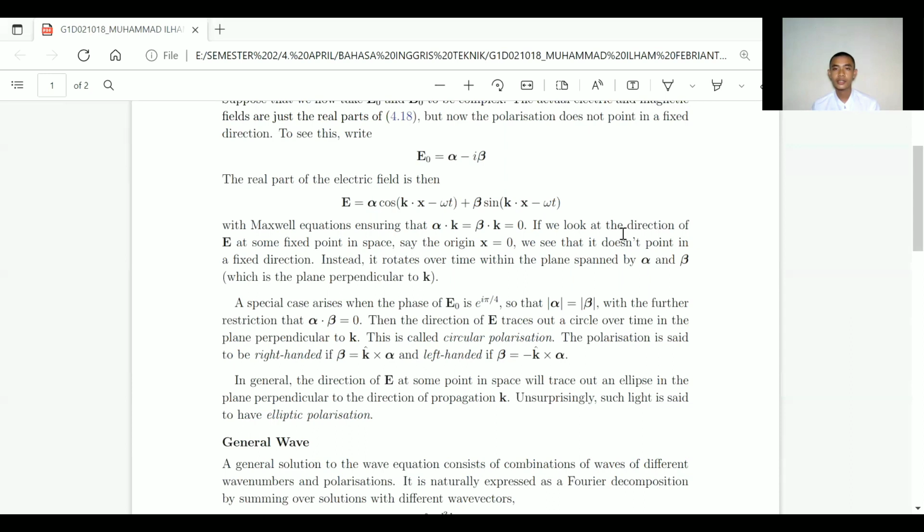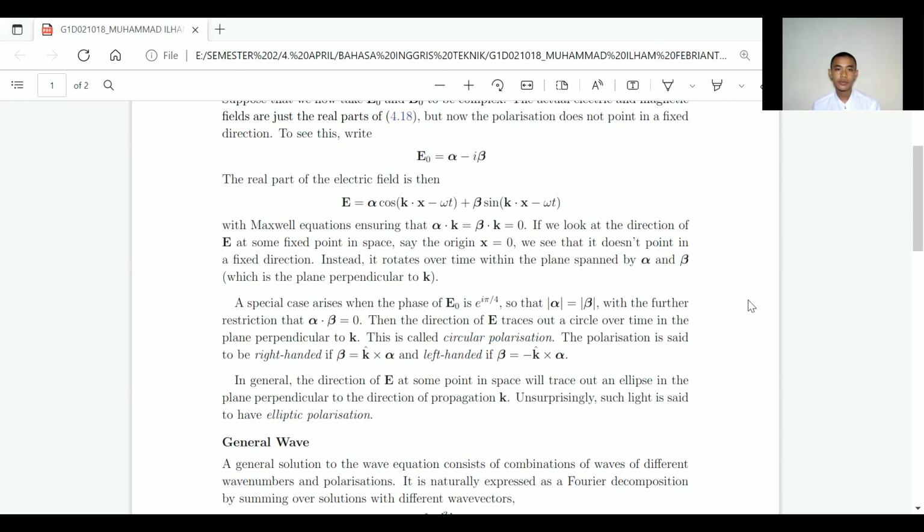If we look at the direction of E at some fixed point in space, say the origin x equals 0, we see that it does not point in a fixed direction. Instead, it rotates over time within the plane spanned by A and beta, which is the plane perpendicular to k.